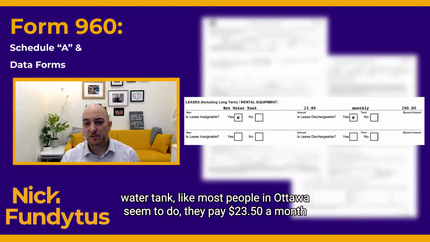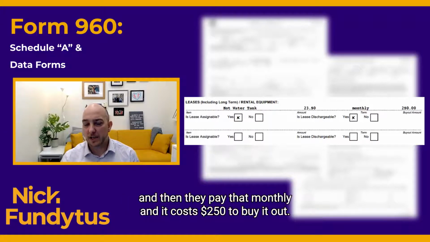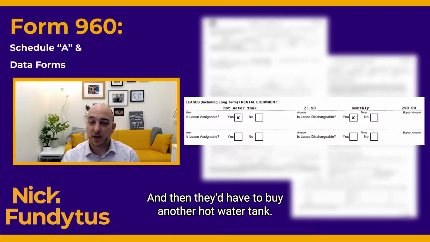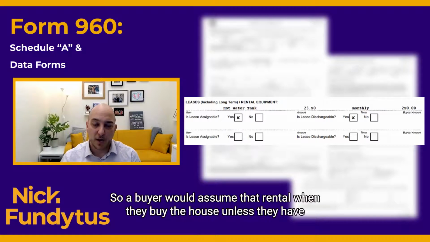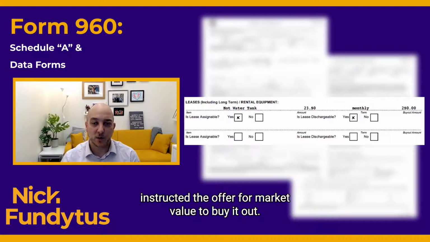They pay $23.50 a month, and it costs $250 to buy it out, and then they'd have to buy another hot water tank. So a buyer would assume that rental when they buy the house, unless they have instructed in the offer for Mark and Mary to buy it out.